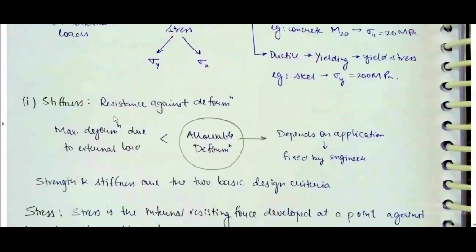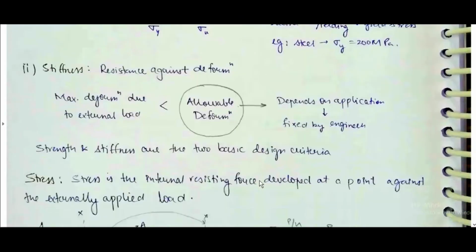Stiffness, resistance against deformation. Maximum deformation due to external load should be less than allowable deformation. Allowable deformation depends on application, fixed by the engineer. Stiffness means resistance against deformation. Okay, strength and stiffness are the two basic design criteria.